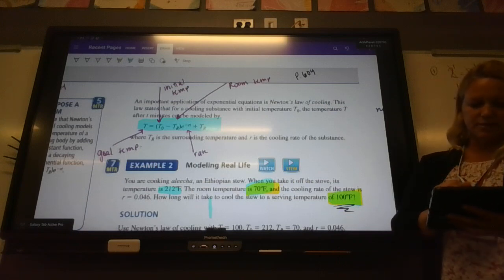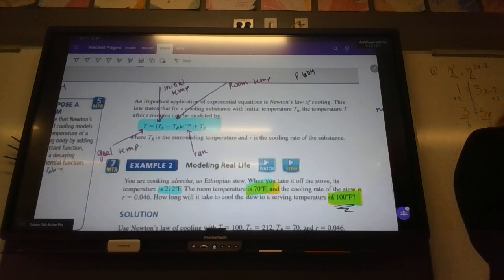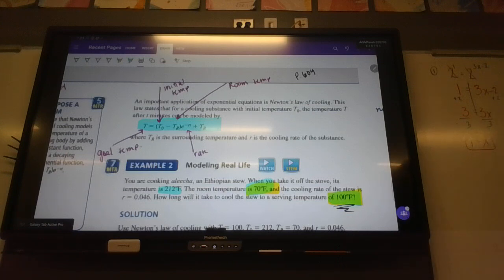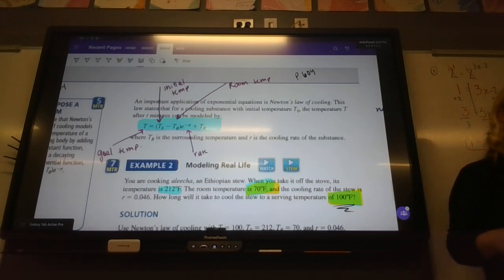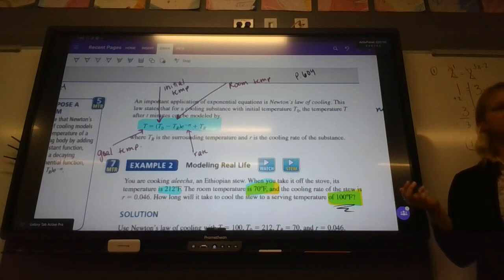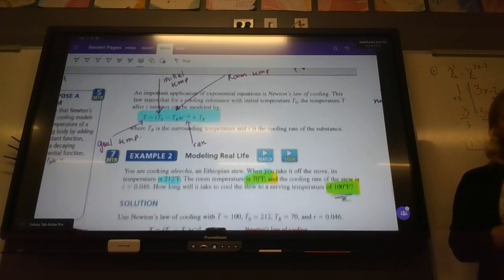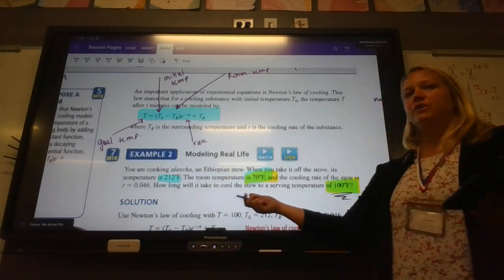So this one is about a stew. It says alicha. Some people have had this. It's an Ethiopian stew. When you take it off the stove, it's 212 degrees. Is that appropriate? How hot does chicken have to get for human consumption? 165. 160, 165. If it doesn't get that hot, there's bacteria in it. When you consume it, it grows in your stomach. You get very sick. You can die from salmonella, but that's why when you warm up your nuggets or your meatballs or whatever it is, it has to get to 165 to kill off that bacteria. So this is 212. That's reasonable, but you don't want to eat it at 212.